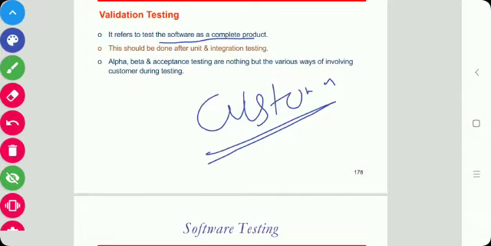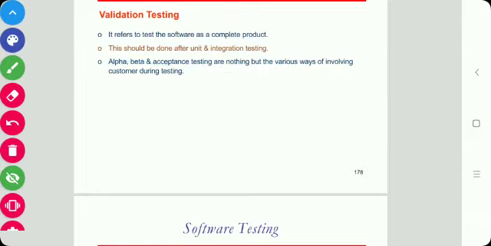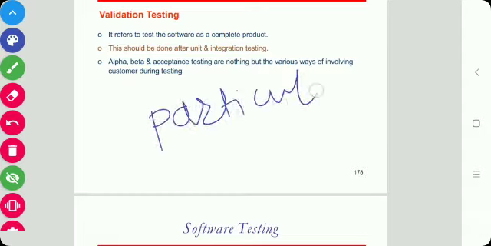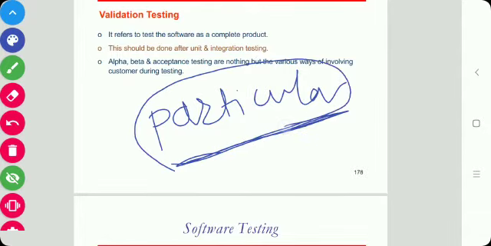testing phase. For that purpose there are three kinds of testing: alpha, beta and acceptance testing, in which the customers are involved in the testing phase. In acceptance testing, the product is built for a particular customer, and if that product is tested by the customer, then that testing is called acceptance testing. Here some of the test cases are executed by the customer.